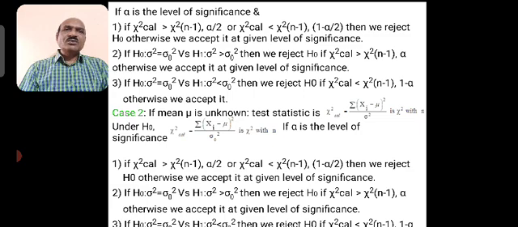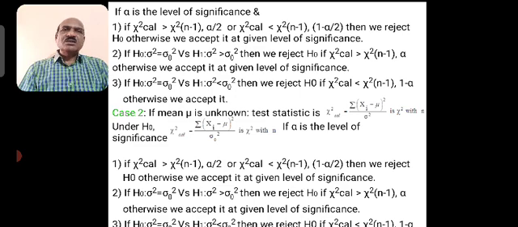Now if alpha is the level of significance, and if chi-square calculated is greater than chi-square n minus 1, alpha by 2 — why is it alpha by 2? Because half is taken; not equal means two-tail test, and therefore we take half the critical region to the left side and half to the right side. So this, or chi-square calculated is less than chi-square n minus 1 comma 1 minus alpha by 2, then we reject H naught, otherwise we accept it at the given level of significance.